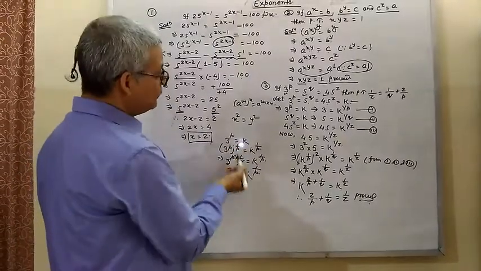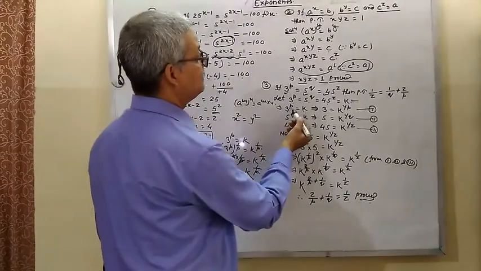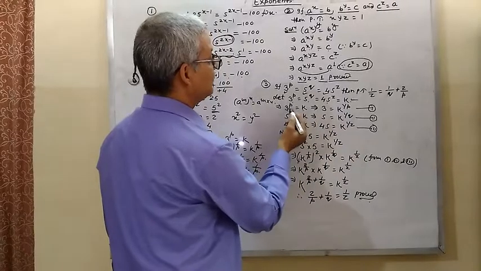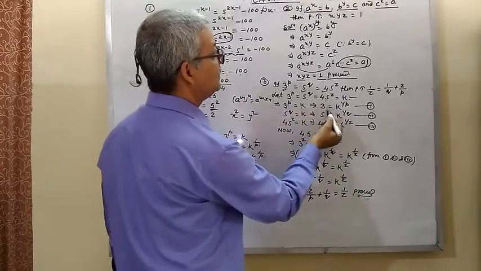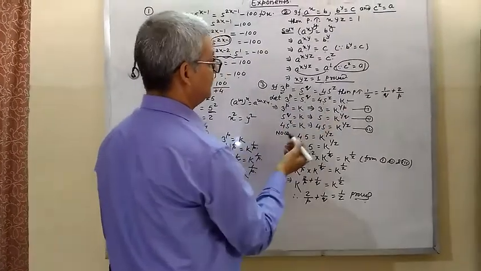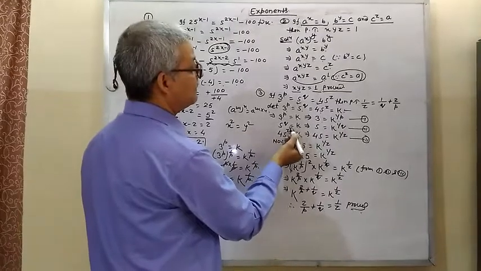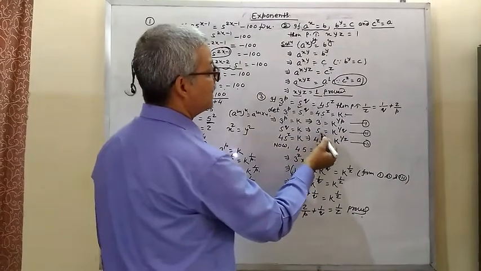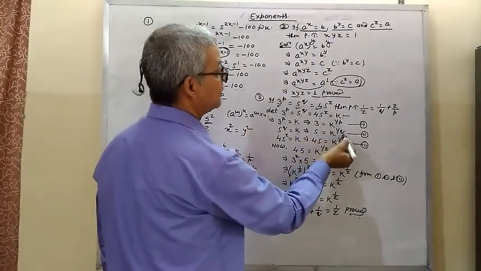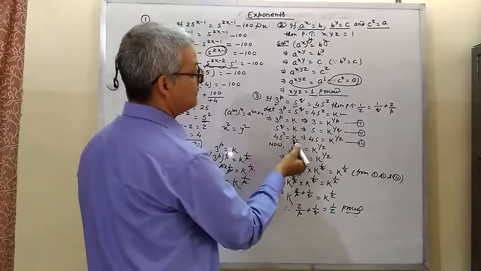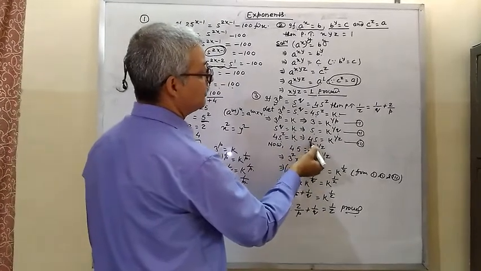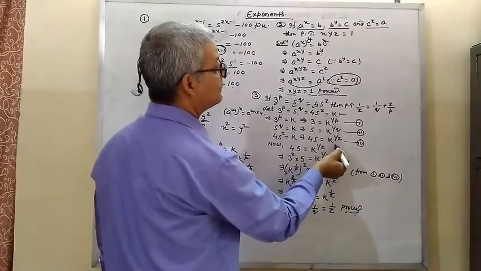So directly you can understand, if we take the pth root on both sides, then p and p cancel out. So 3 is equal to k to the power 1 by p. Similarly, 5 to the power q is equal to k, so we can write 5 is equal to k to the power 1 by q. And 45 to the power z is equal to k, so 45 is equal to k to the power 1 by z.